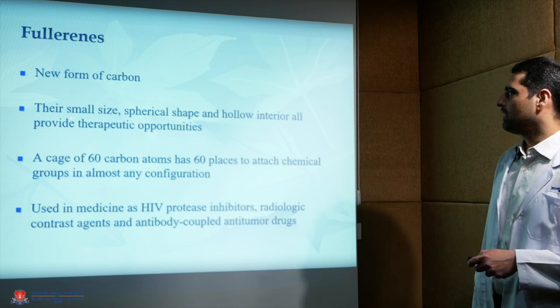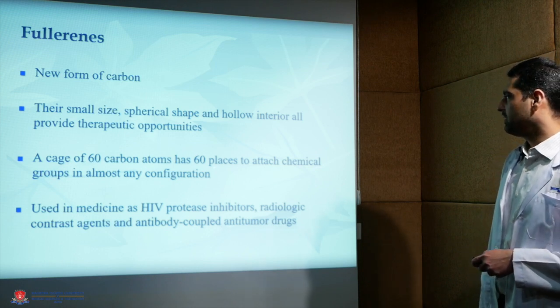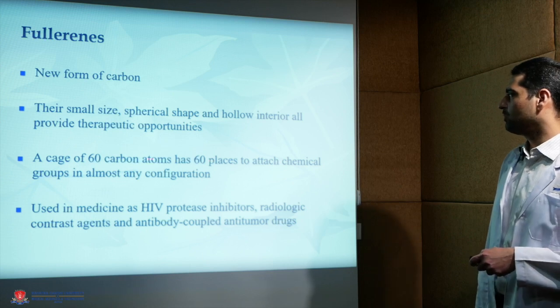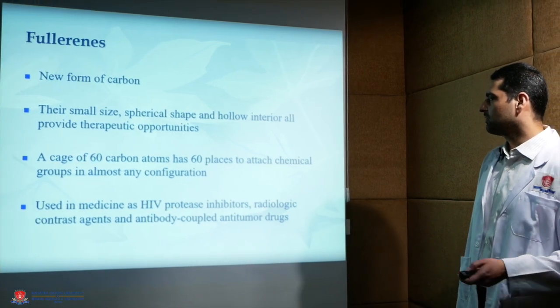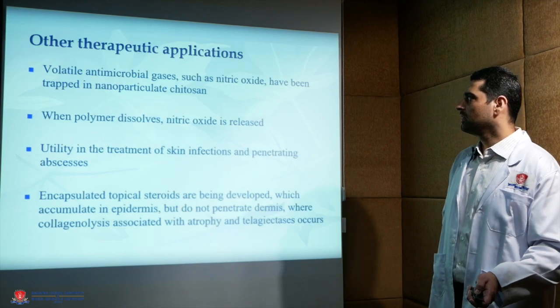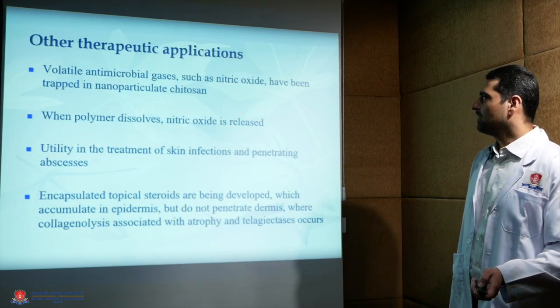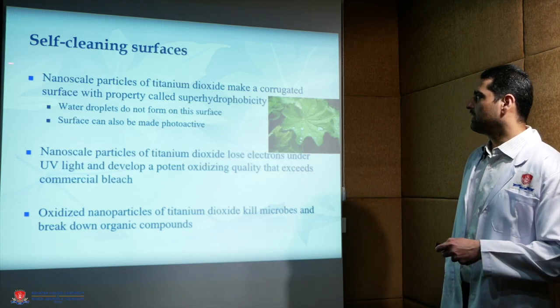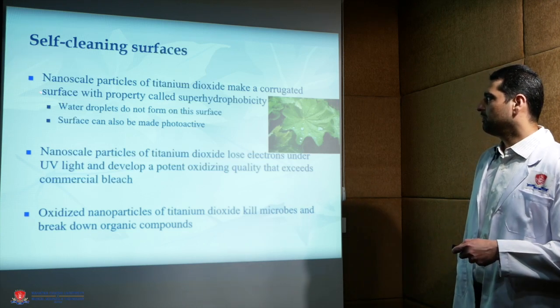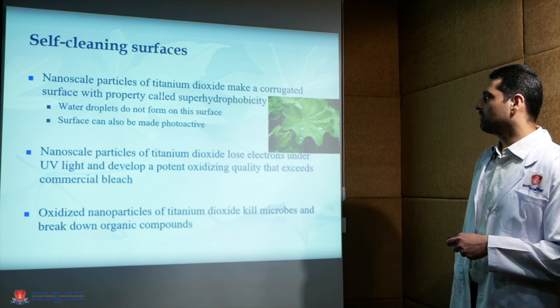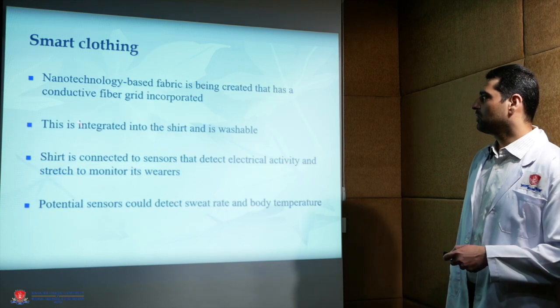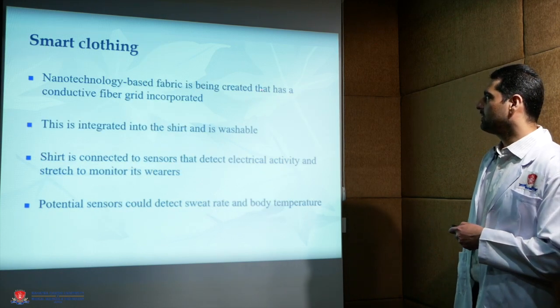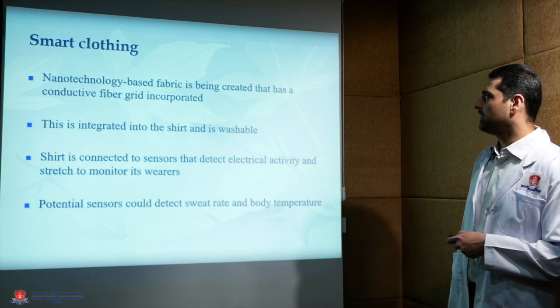Fullerenes, which are a new form of carbon, are a cage of 60 carbon atoms and have 60 places to attach chemical groups in almost any configuration. These are being used in medicine as HIV protease inhibitors, various contrast agents and anti-tumor drugs. Other therapeutic applications include self-cleaning surfaces, where water droplets do not form because of the superhydrophobicity property at nanoscale. Then smart clothing, where nanotechnology based fabric is being created that has a conductive fiber grid incorporated.